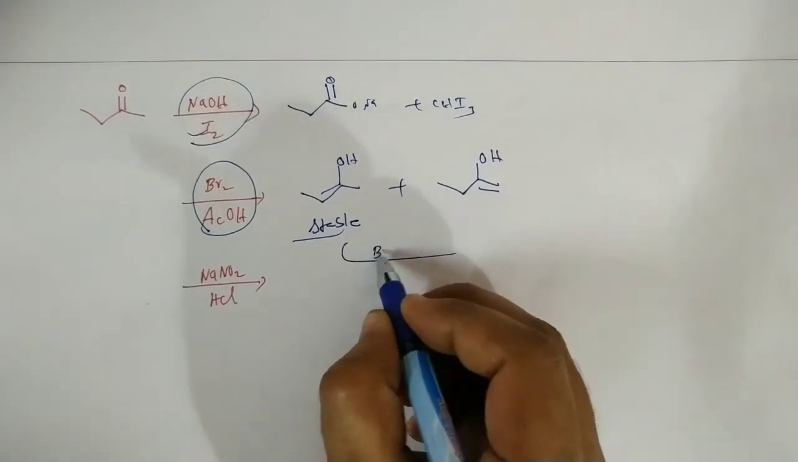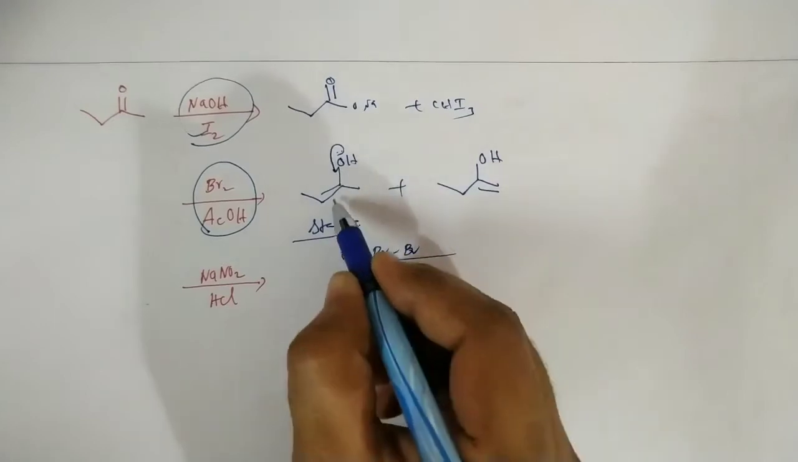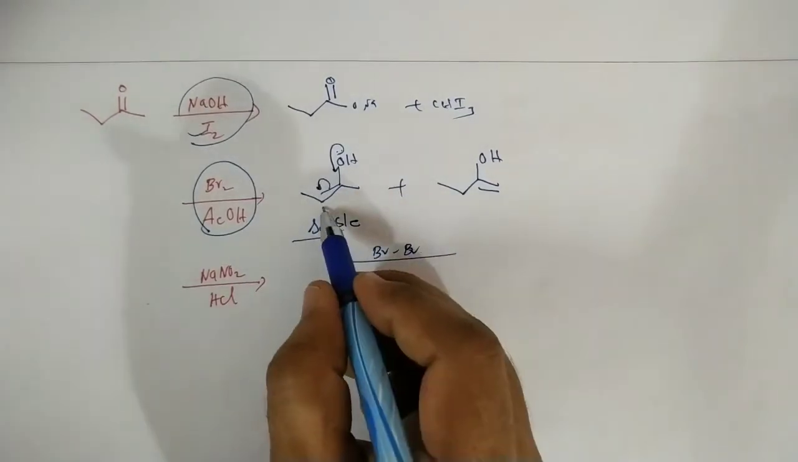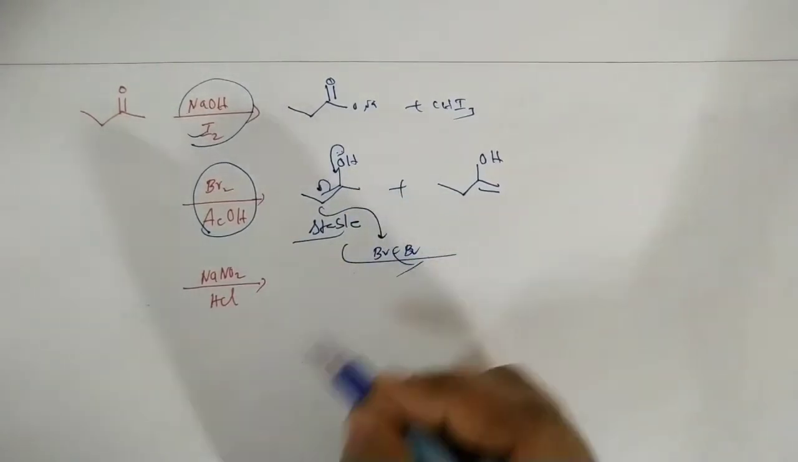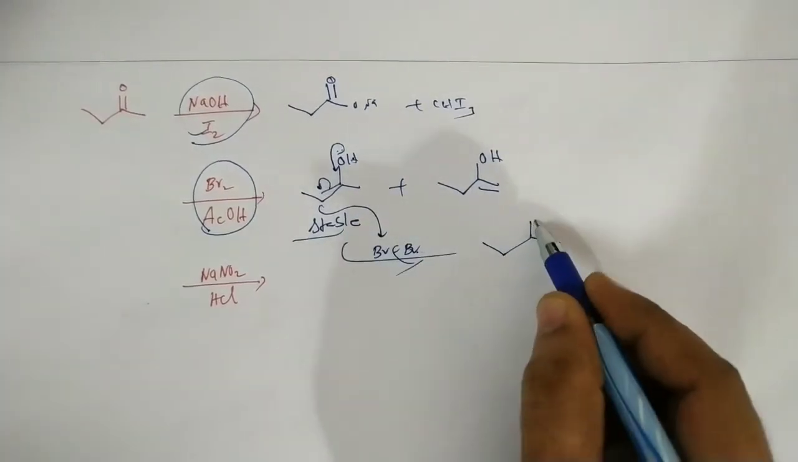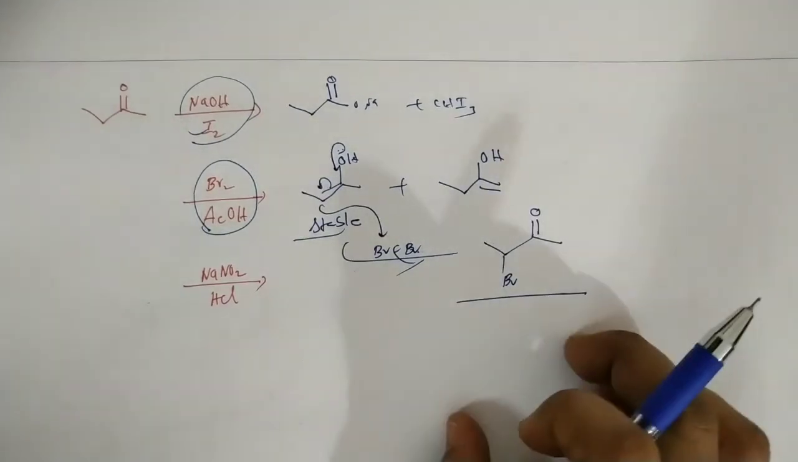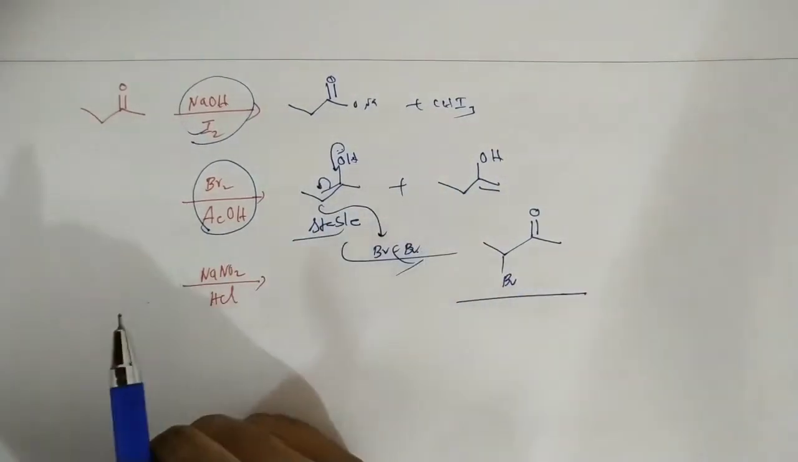Now this is attacked by Br. With the transfer of these electrons, this carbon carries a negative charge. This negatively charged carbon attacks the Br plus, with leaving of Br minus and leaving of H plus. So finally we will get the alpha-halogenated product. It is the major product, formed through the stable enol form.